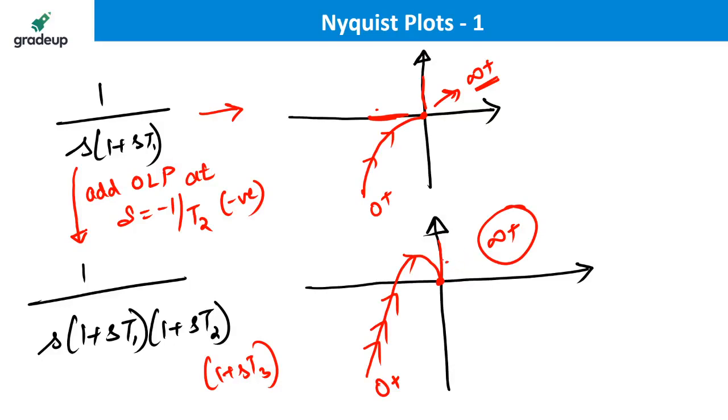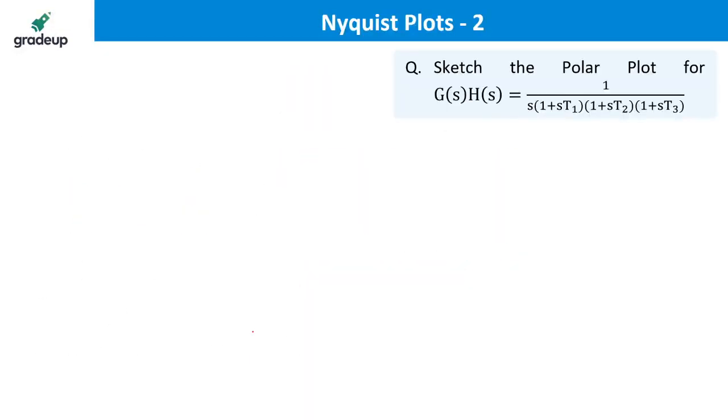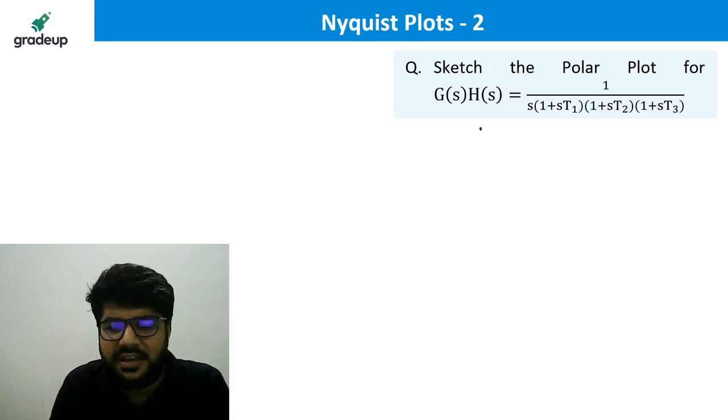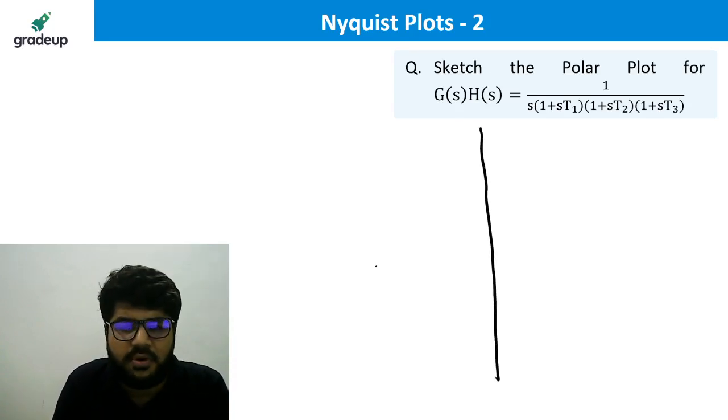Right now, it is intersecting. It is tangential to the positive x-axis. We will shift it 90 degrees clockwise, so it should be coming tangential to the positive x-axis, but this will remain the same. So on the basis of this, I'll just sketch the plot without any calculation. Only talking about the shape.